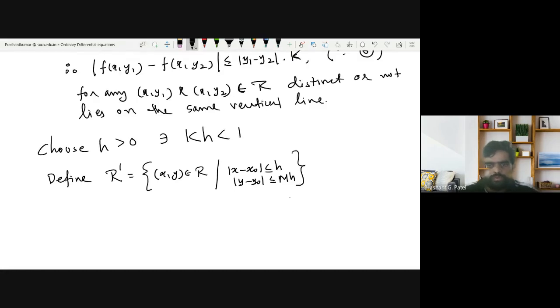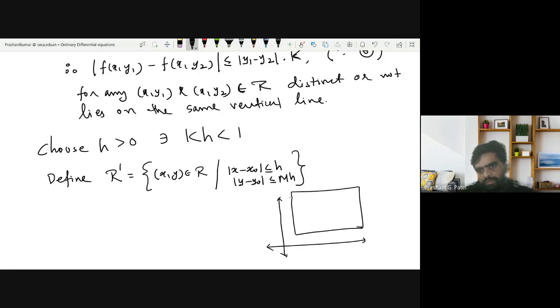So this is the situation. This is your x-axis and y-axis, and you have such an R. There is a point (x0, y0) inside this rectangle R, and we are taking one R dash inside this rectangle R. So this is our rectangle R dash.